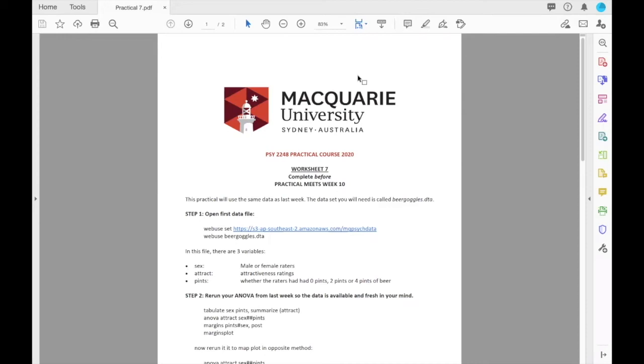Hello, welcome back. In this practical, we're covering worksheet 7, which is all about how to interpret a significant interaction using simple effects analyses. A simple effects analysis is really similar to a post hoc in that you perform the test after a significant result, whereas a post hoc looks at the significant impact of one independent variable on the DV. A simple effect looks at this combined influence of two or more independent variables on the dependent variable of interest.